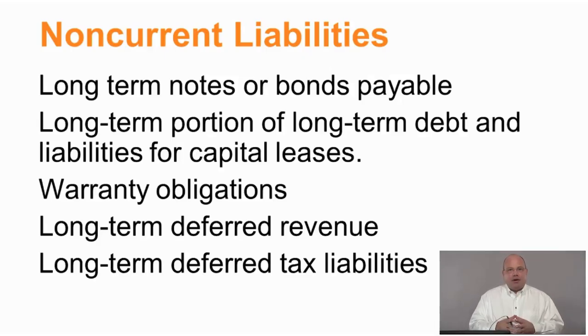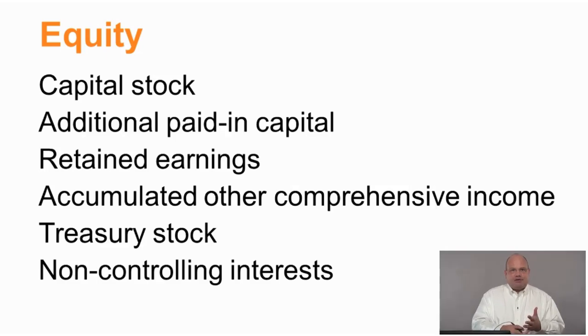What do we have in equity? The stock accounts, capital stock, additional paid-in capital, retained earnings, undistributed profits, the profits of the company that have not yet been distributed to the owners. Okay. Other comprehensive income, we'll look at that when we talk about the comprehensive income statement. Treasury stock, non-controlling interests. These are the claims of the owners on the assets of the business. So that's the balance sheet and what's on the balance sheet.